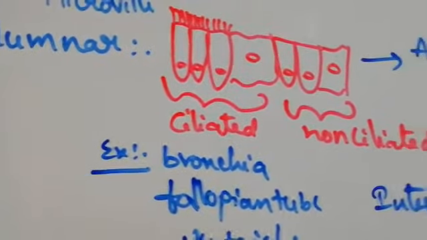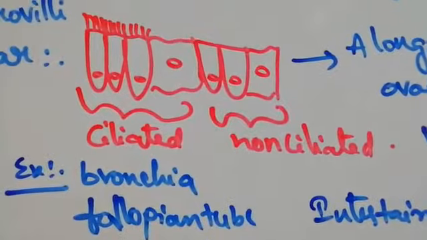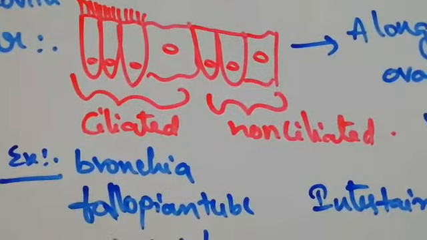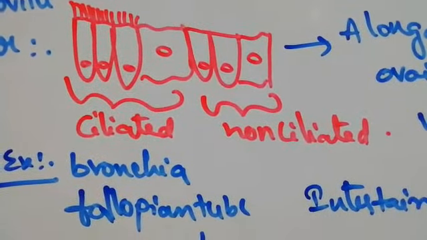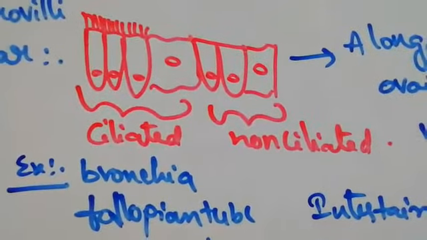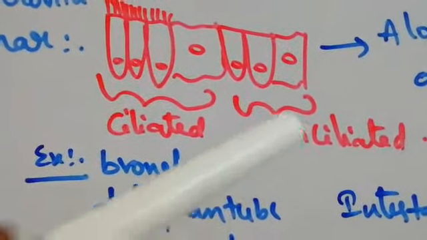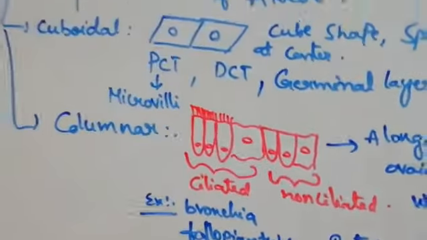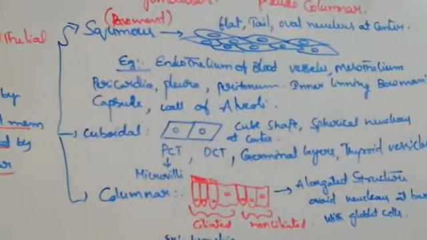If cilia is absent, then we call it non-ciliated. So non-ciliated means cilia is absent. Instead of cilia, here microvilli are present. So where are microvilli mostly present in our body? Intestine. Why? Because they increase the surface area and increase absorption. That's why non-ciliated is present in the intestine. So these are the three types of simple epithelial cells which are present in our body.